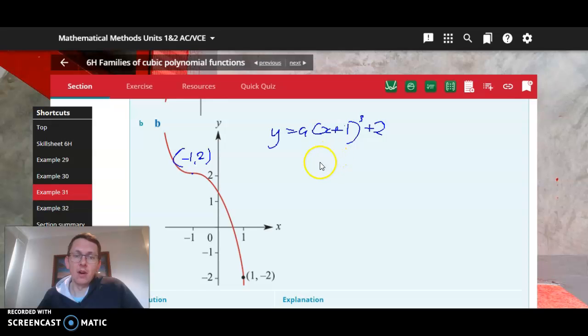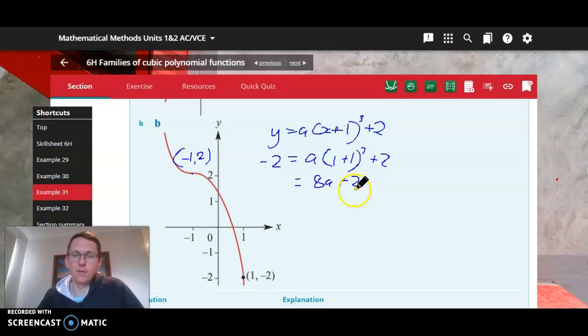Now I've got my graph. Now I can just substitute in another point, and I can't really tell what point that goes through, but they've given me a point down here. So -2 equals a bracket 1 plus 1 all cubed plus 2. That's going to give me 2. So 2 cubed is 8. So that's going to equal 8a plus 2.